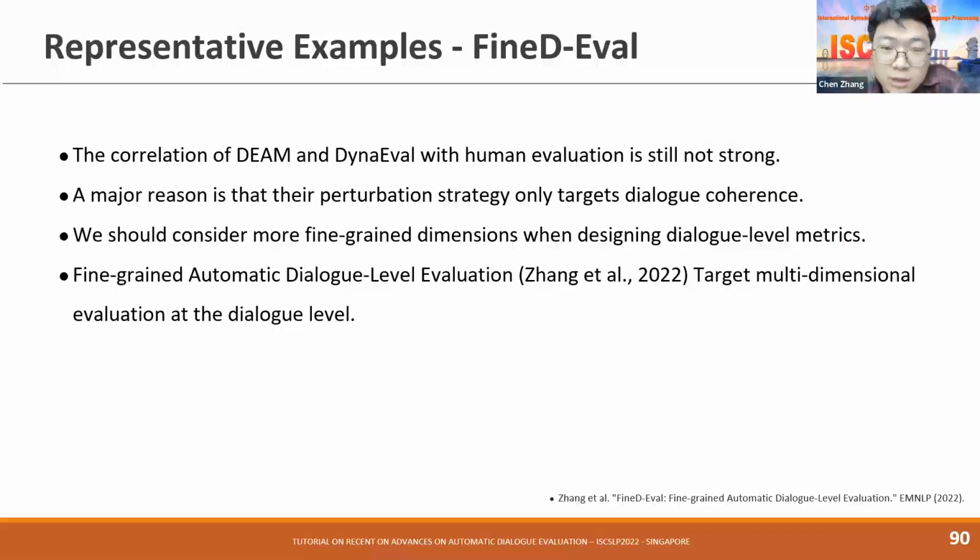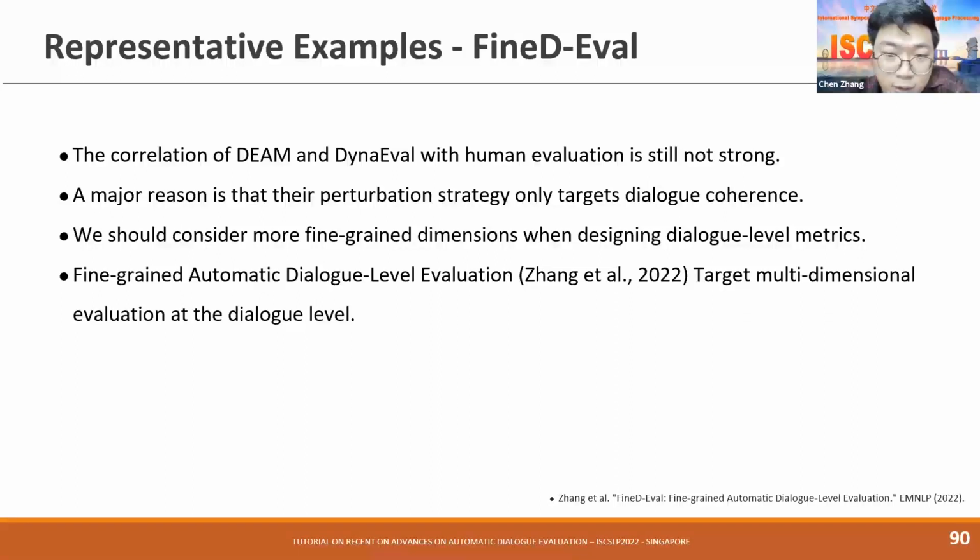So the final metric I would like to introduce is the FineD-Eval model, which was published in EMNLP 2022. We observed that the correlation of DEEM and DialogEval with human evaluation is still not very strong. A major reason is that the perturbation strategy only targets dialogue coherence. If you recall, previously we mentioned that at the dialogue level there are many fine-grained qualities, but these two existing metrics only target dialogue coherence. So we should consider more metrics to model those fine-grained dimensions.